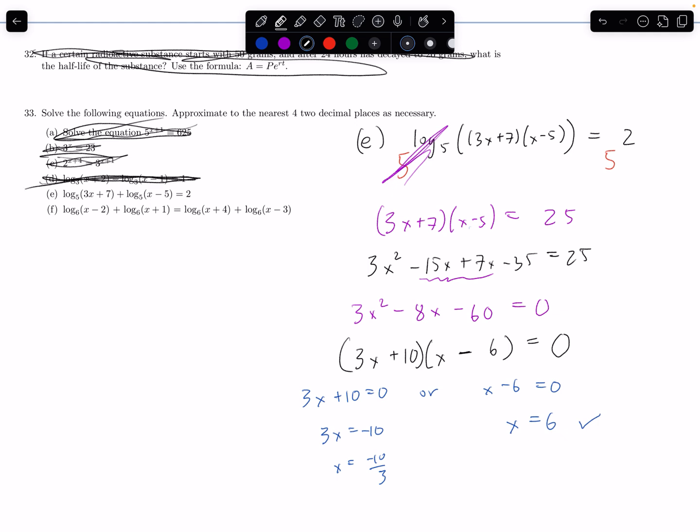But for this one, we should check, make sure that I'm within the domain, right? And right away, I see if I was to put x equal to negative 10/3 into this right here, I have log of negative 10/3 minus 5. That's a negative number. So that's no good. That one is not possible. Otherwise, if I put 6, 6 minus 5 is okay. And then 6 times 3 plus 7, that's also okay. Those are both positive. So 6 is a potential answer, and I'm going to keep that one. So that means my one solution is x equal to 6.